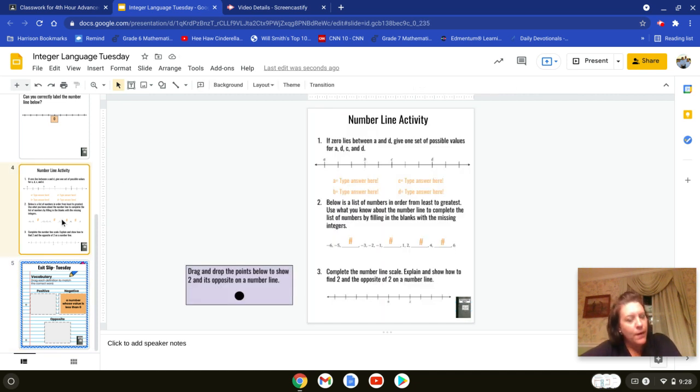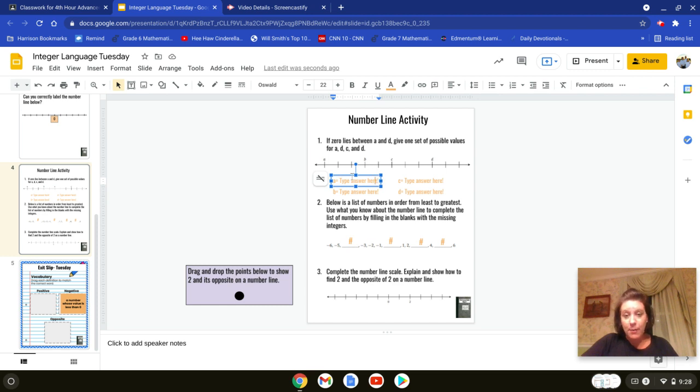On slide 4, though, this one's a little bit challenging, and so I want to go over it with you. Question 1 says 0 lies between A and D. That tells me that if 0 lies between A and D, we're going to create possible numbers. Now, these are whole numbers and integers.